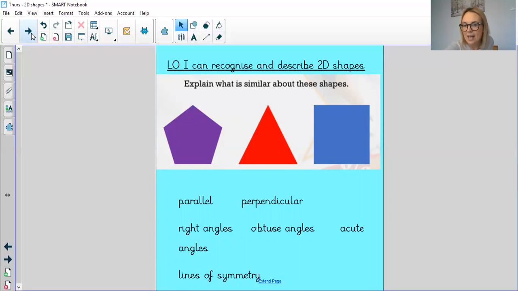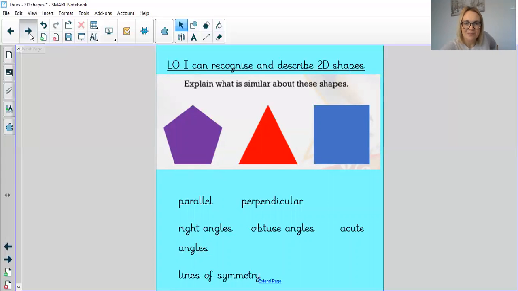So you might say they are different because maybe they've got different numbers of sides. And you might say the pentagon and the triangle are similar because they don't include any right angles, for example. Okay, so have a little pause, have a little go at thinking about what's the same about those shapes to each other and what's different.